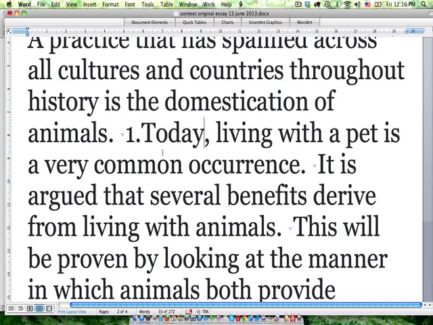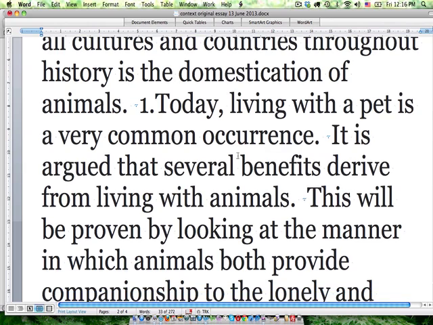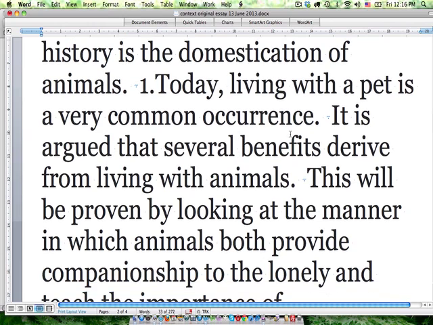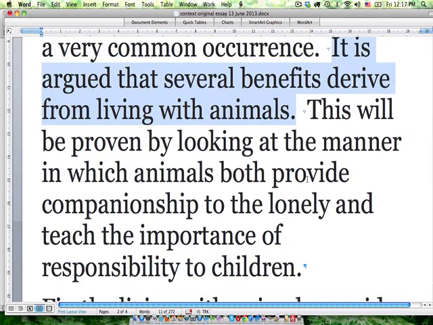Okay. It is argued that several benefits derive from living with animals. So as you know, this is our thesis. That is the position that we're taking on this essay question. This will be proven by looking at the manner in which animals both provide companionship to the lonely and teach the importance of responsibility to children.